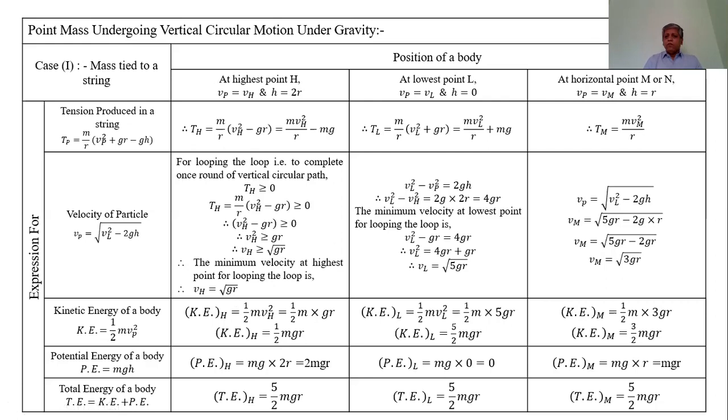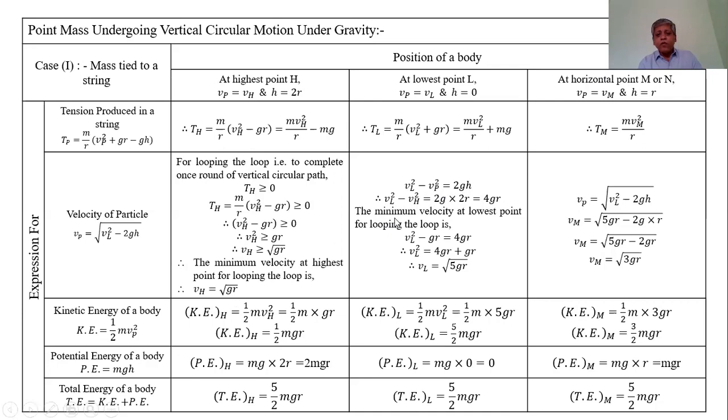Now, what is the minimum velocity required at the lowest position? That can be found out by using these equations we have already studied in earlier slides. That is VL square minus VP square is equal to 2 times gh, and VL square minus VH square is equal to 4 times gr. This is already seen in the earlier slides.